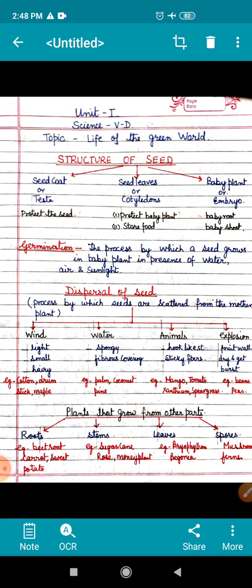Children, hope you all have understood the methods of growing a plant from seed. So read the lesson and learn the terms.